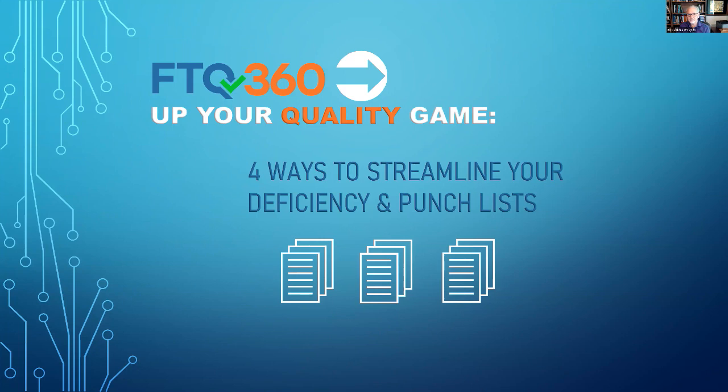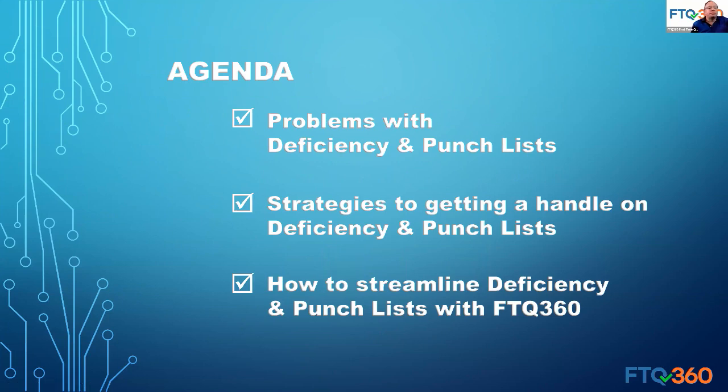Over to you, JC. Oh, thanks, Ed. So, 4 ways to streamline your deficiencies in your punch list. In this meeting, we're going to go over problems with deficiencies in punch lists. We're going to talk about strategies to getting a handle on deficiencies in punch lists, and that includes work to completion lists too for the commercial construction companies. And we're also going to talk about how to streamline deficiencies in punch lists using FTQ360.